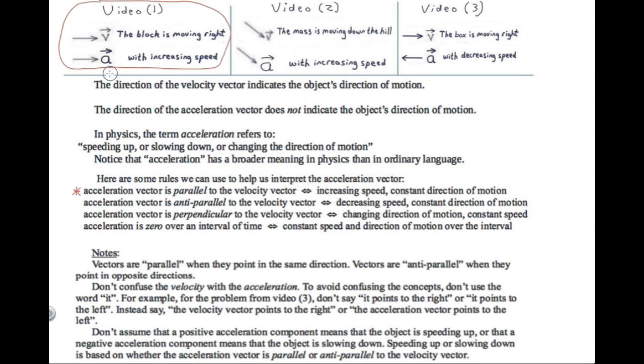Here are some rules that we can use to help us interpret the acceleration vector. In video 1, the block's acceleration vector is parallel to the velocity vector, so the block is speeding up. In video 2, the mass's acceleration is parallel to the velocity, so the mass is speeding up. In video 3, the box's acceleration was anti-parallel to the velocity, so the box was slowing down. In video 3, the acceleration points to the left, but the box is moving to the right. That confirms that the direction of the acceleration vector does not indicate the object's direction of motion.